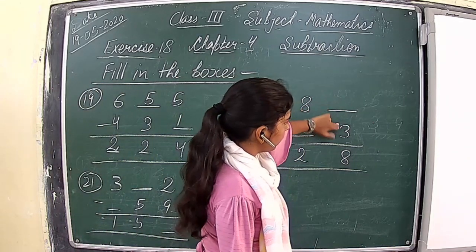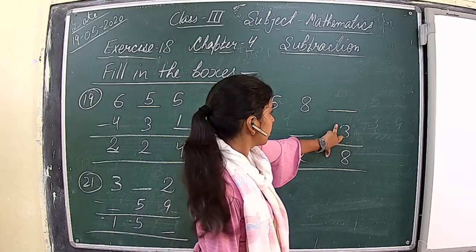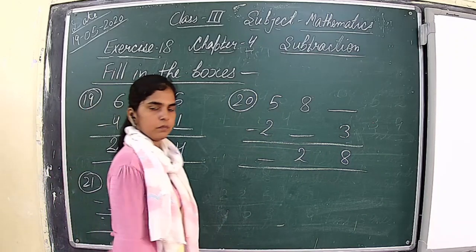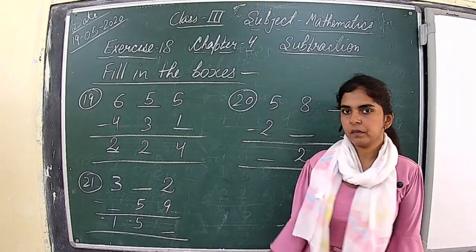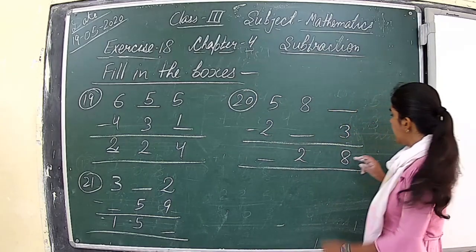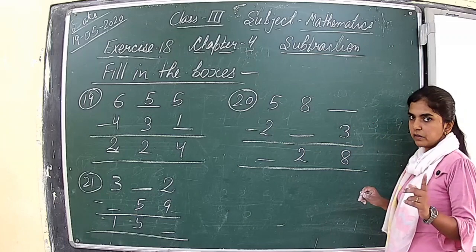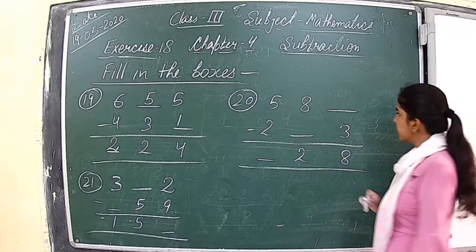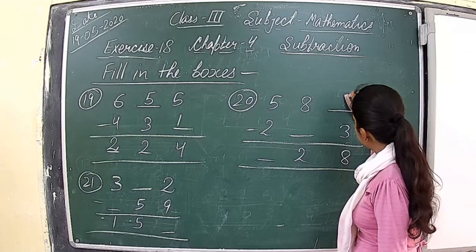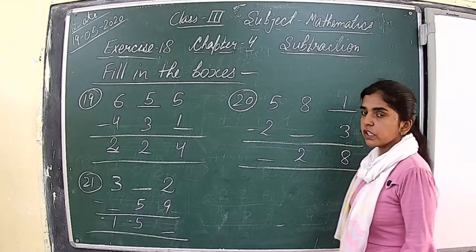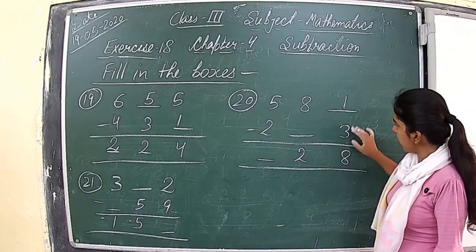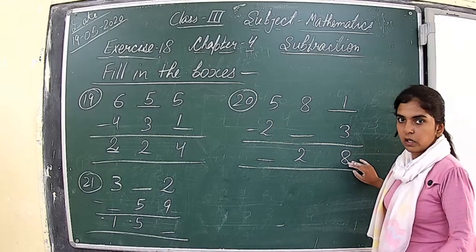From which number, when 3 is subtracted, we will get 8? Is there any number like that? When you add these two numbers, you will get 11. So there will be 1, because we cannot write 2 digits at that place. 1 minus 3 is equal to 8. Right? It is not possible.